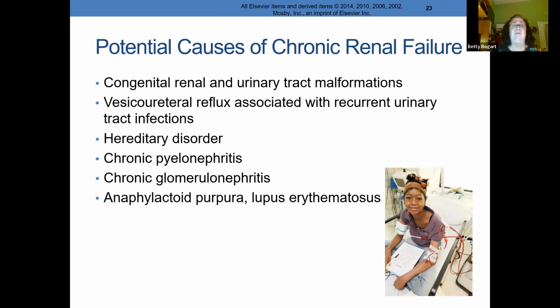You can also have chronic pyelonephritis. It means you've got pus going up into your kidneys and severe infection. Chronic glomerulonephritis, if you didn't catch it quick enough and start those antibiotics. Lupus attacks any organ, so that's a no-brainer there. And then anaphylactoid purpura. This is any anaphylaxis can go in, and it can also hurt your kidneys.